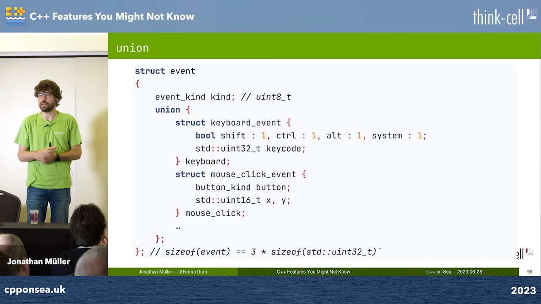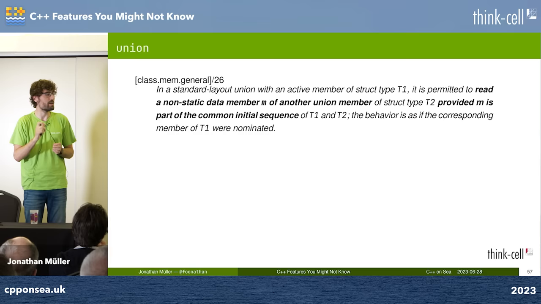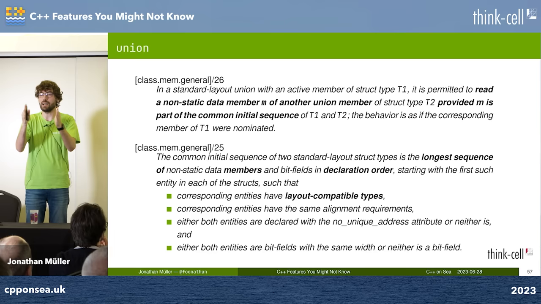Right? Except there's a quirk about union access. When you have a union and you have an active member, you are permitted to read a non-static data member of another union member, provided that they're part of the common initial sequence. And then the standard says what the common initial sequence is. So essentially, you have two structs, and if they both start with the same member list, for example, both start with an int, you can access that int through either union member.